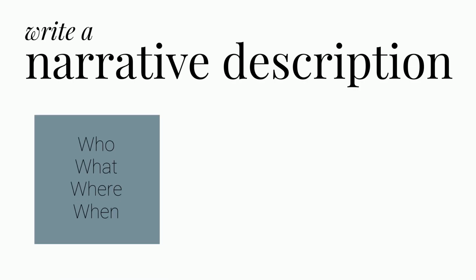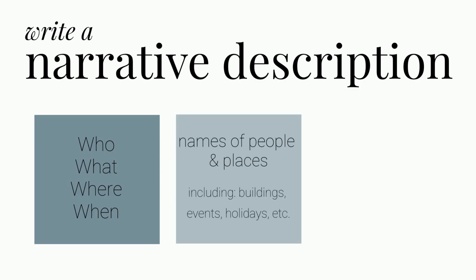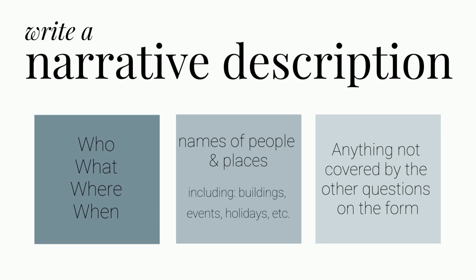Next, write a narrative description of the item itself. This is your chance to include all the details you know about the item. For example, if it is a photograph, tell us who or what is pictured, when it was taken, and by whom. If there is anything you know about the item that doesn't fit in any of the other boxes, include it here.